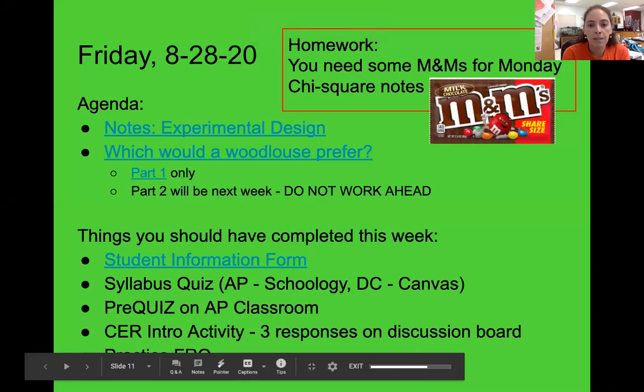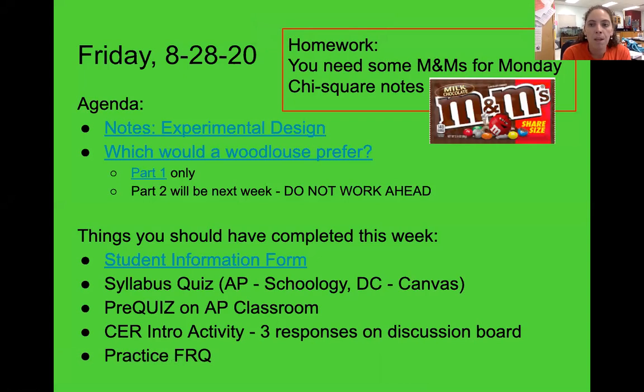For this week, things to make sure that you have done: the student information form, the syllabus quiz. Some of you did it on Schoology. Those of you that were dual credit had to take the quiz on Canvas. Your pre-quiz on AP Classroom. And then our CER intro activity, having 3 responses on that discussion board. And then the practice FRQ from yesterday.